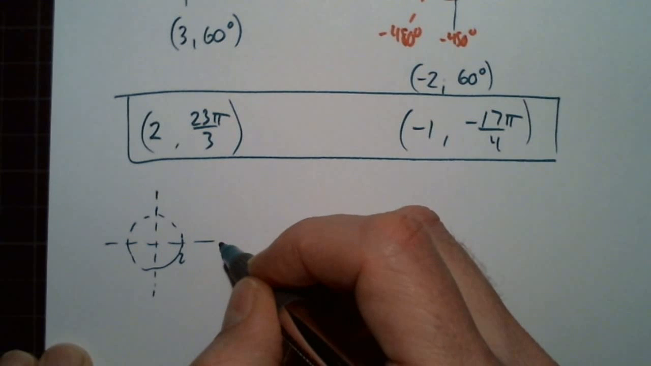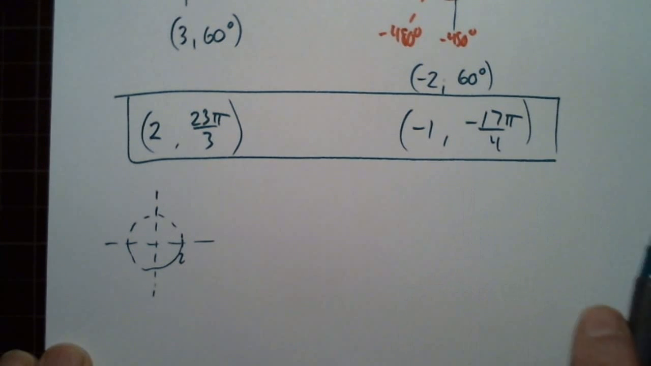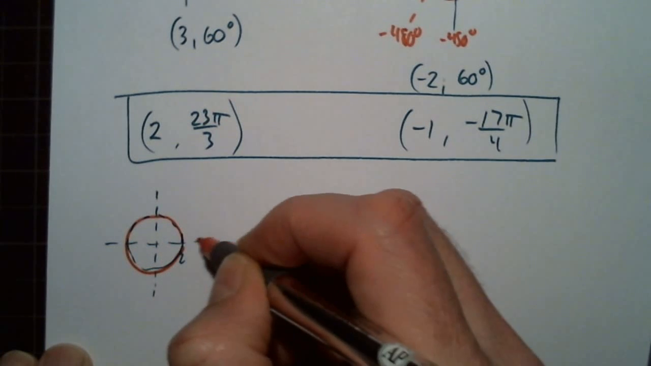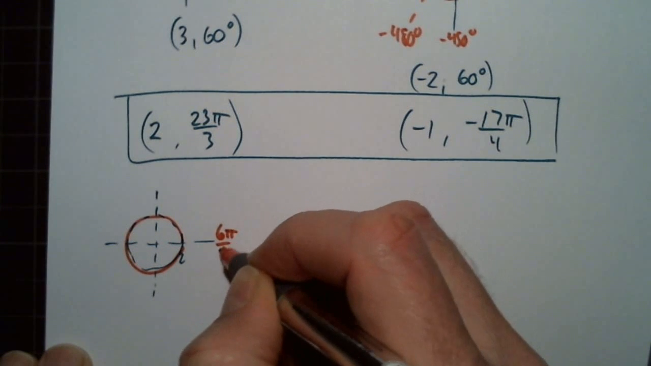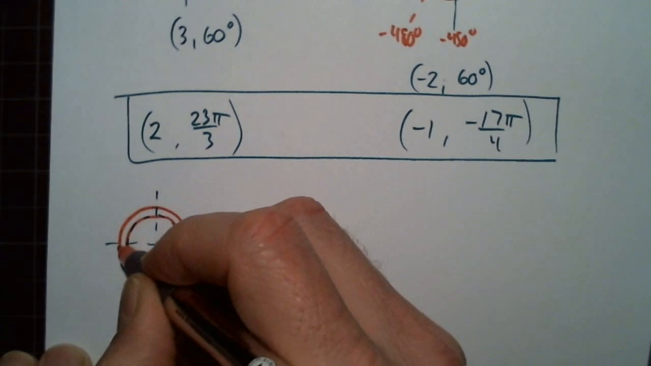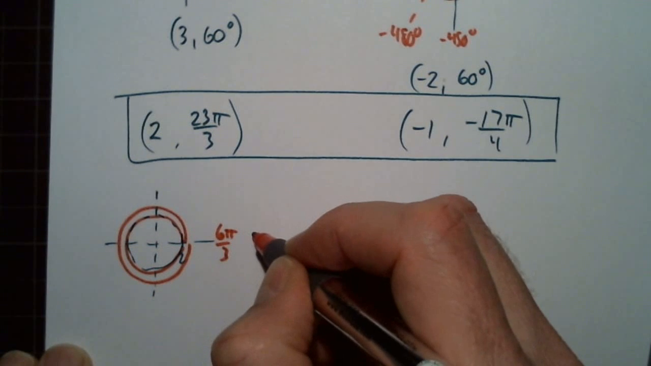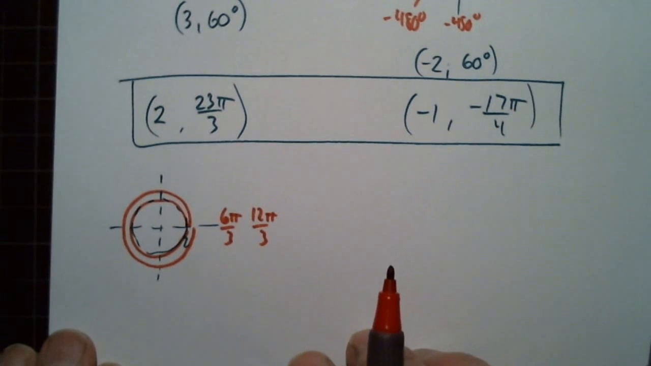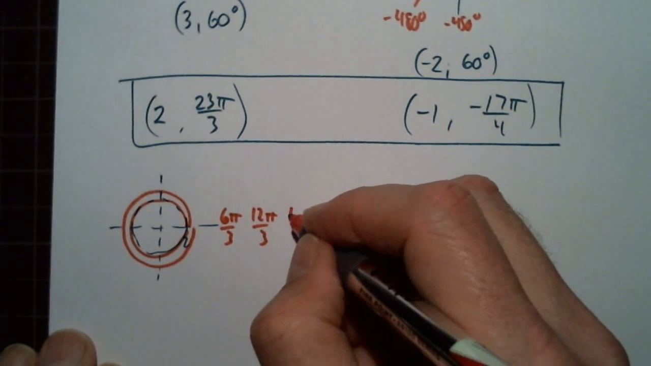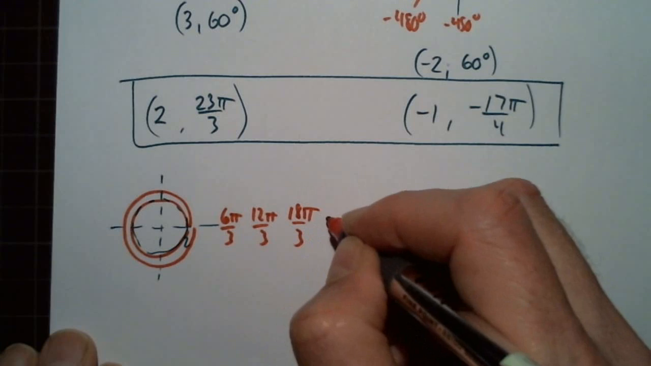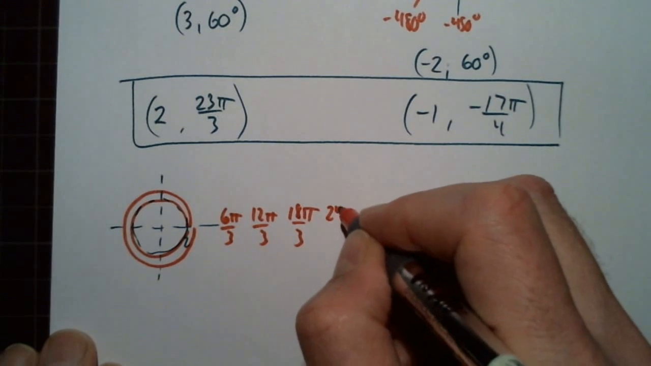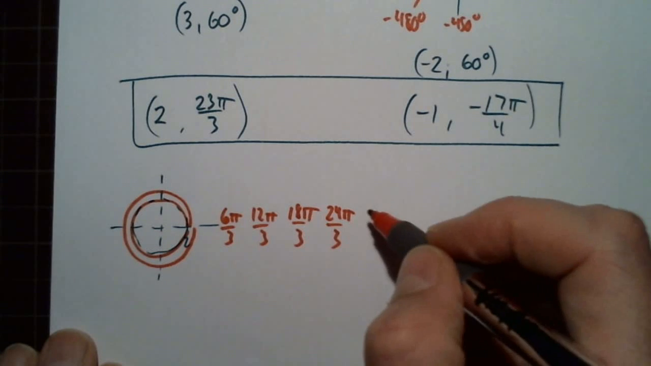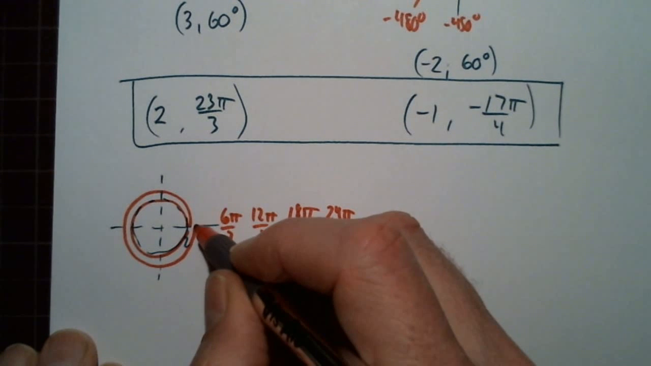And every time we go around, that's 6 pi over 3. So if we start here, go around once, that's 6 pi over 3. If we go around twice, that is 12 pi over 3. And you can find a shortcut. It's going to go 12, 18, 24. So if we keep going around, 24 pi over 3, we know it's going to be there.